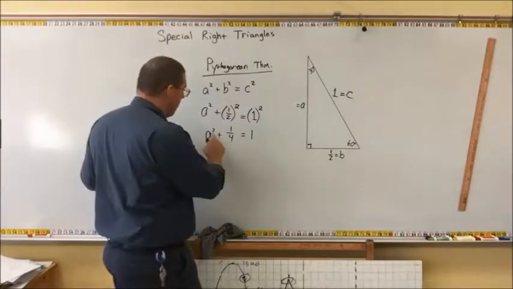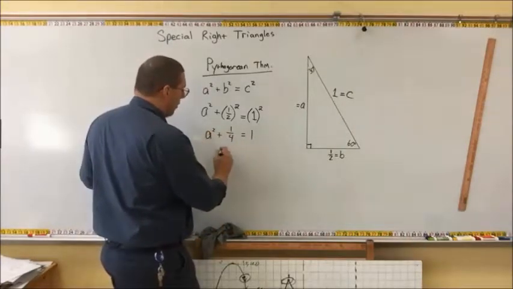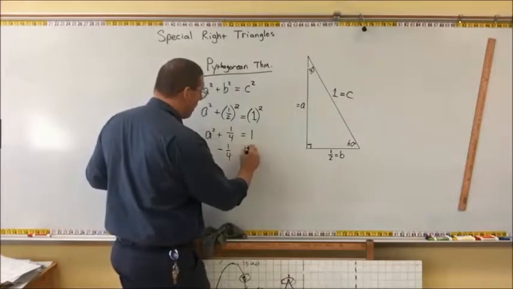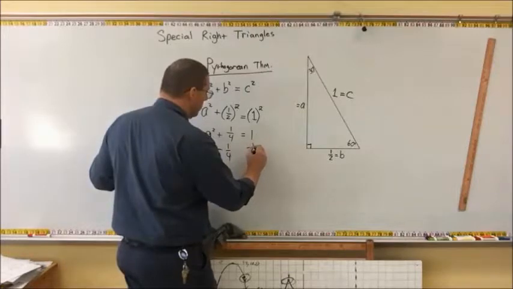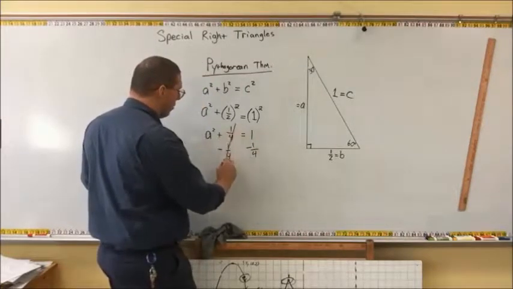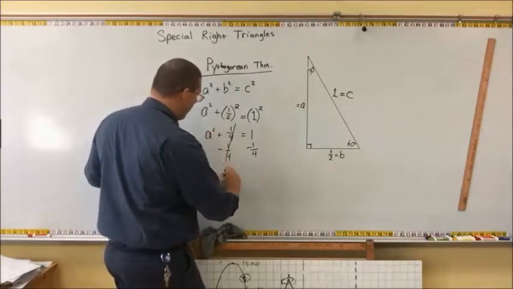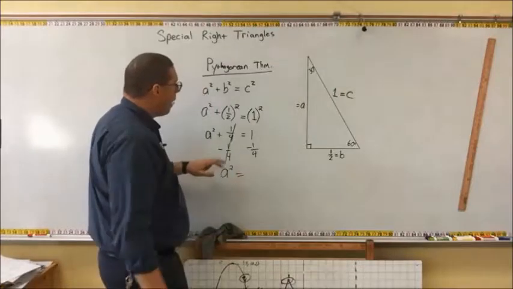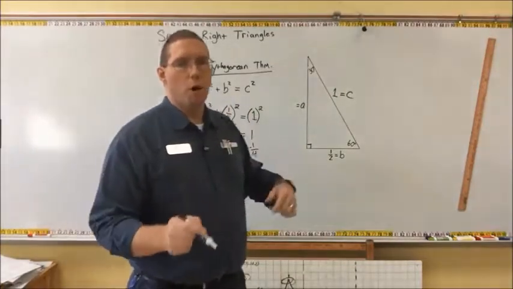So here's what we're going to do. We're going to solve for a squared. And to do that, we have to subtract 1/4 from both sides, right? On this side, it's going to cancel. And we're going to just bring down the a squared. So we have a squared equals, right? Now, what is 1 minus 1/4?